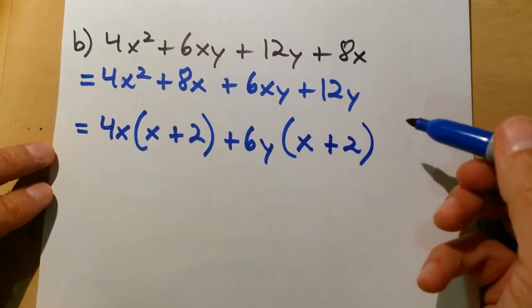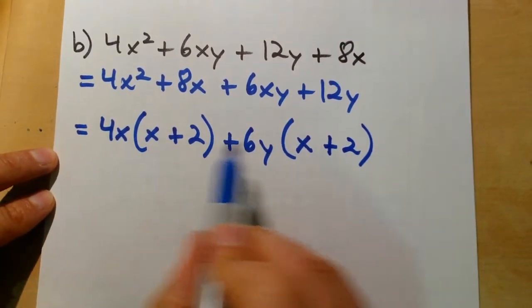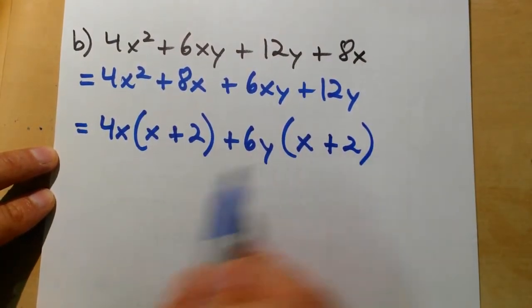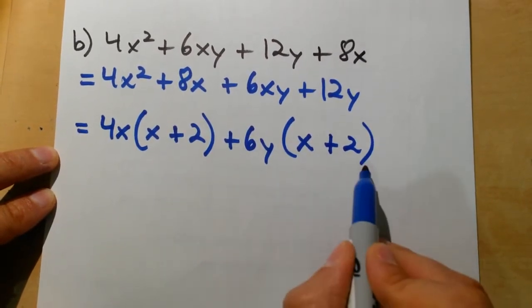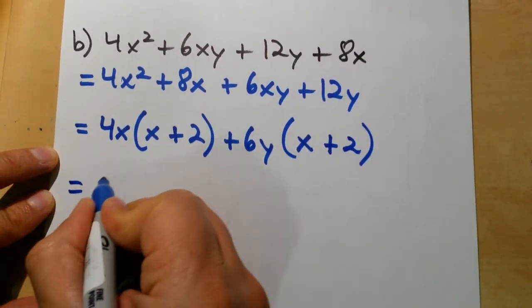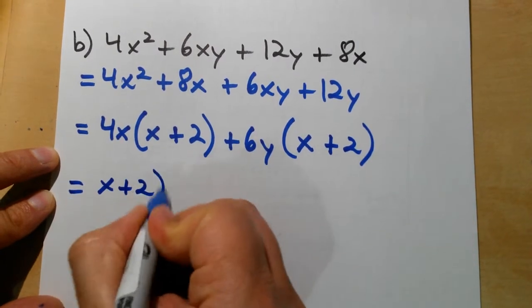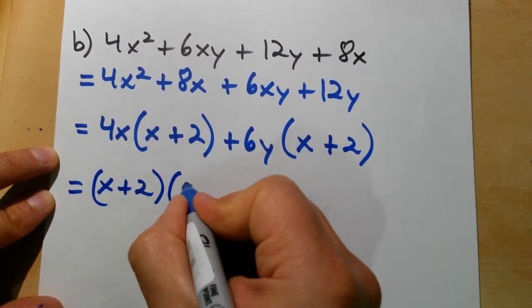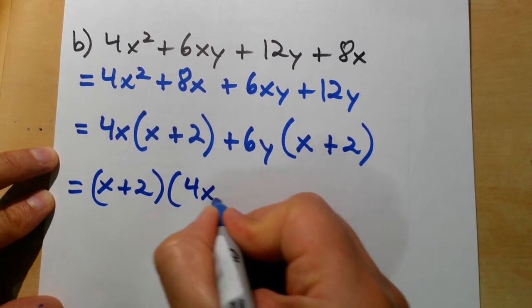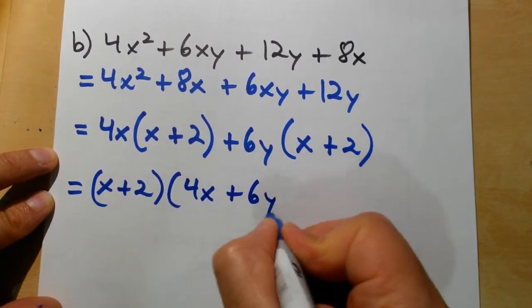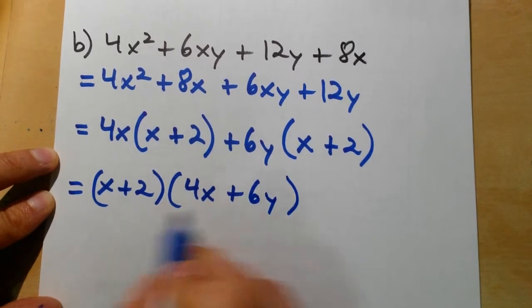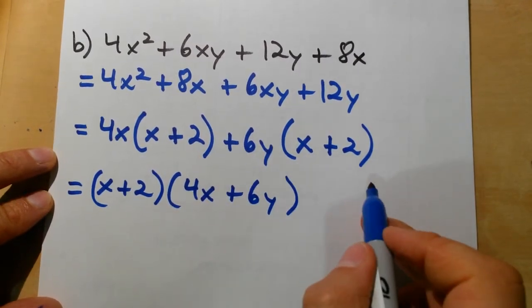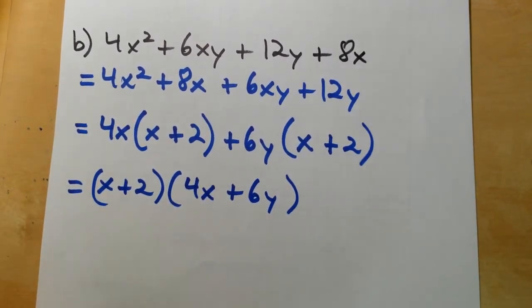Now we got to this point and we can already see, is there something common between these two? Yes. That is the binomial x plus 2. So let's factor that out, and then we have 4x plus 6y. So x plus 2 times 4x will give us that expression. x plus 2 times 6y will give us that expression. All right, and that's it.